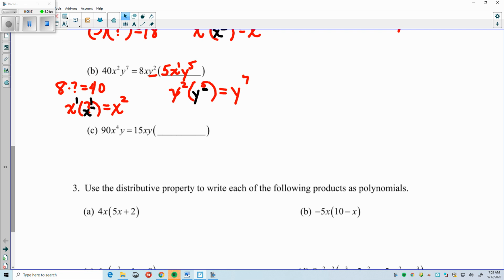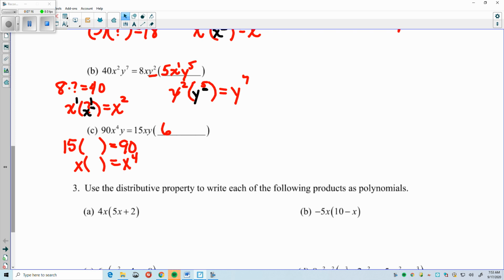Okay. Letter C is about the same thing. The one thing we just have to worry about when we get to y is that it's going to look a little different. Okay, so we start again. So 15 times something equals 90. And again, if we're not sure, I can do 90 divided by 15, and that would tell me 6. Okay, for the x's, I have x times something gets me x to the 4th.